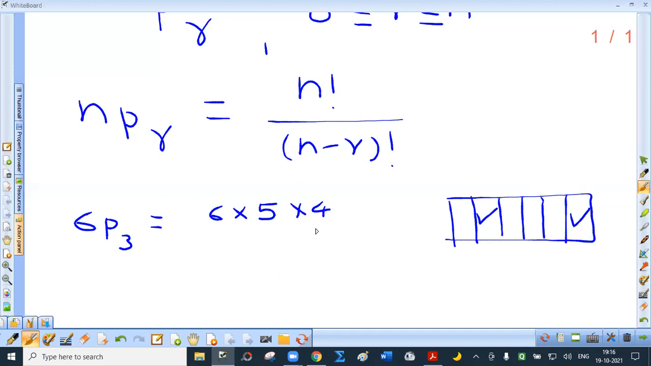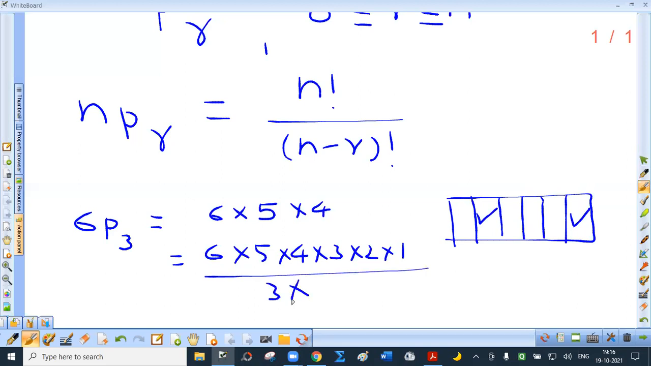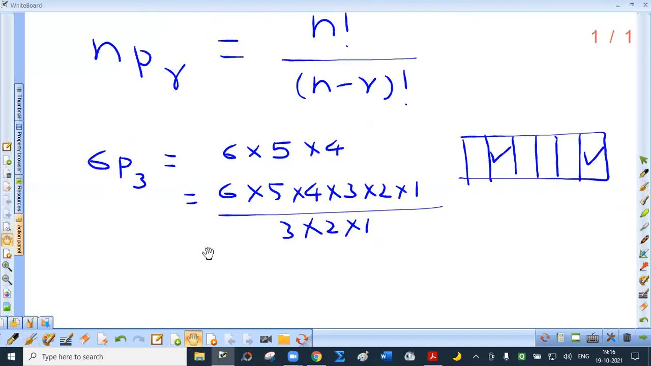But we have discussed this, how to express this in terms of factorial. 6 into 5 into 4. I multiply numerator and denominator by what? 3 into 2 into 1. Note that numerator is product of first 6 natural numbers. It is 6 factorial. What about denominator? It is product of 3 natural numbers, 3 factorial.